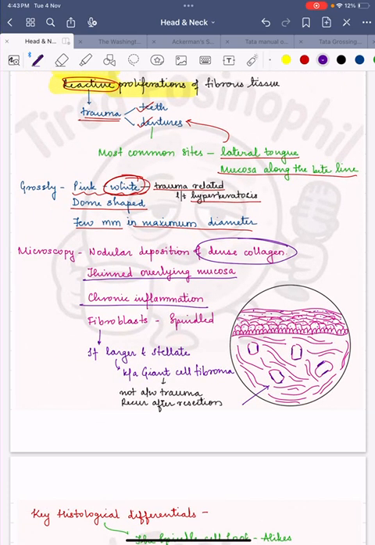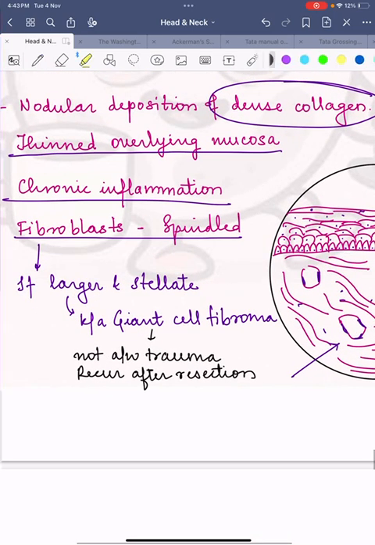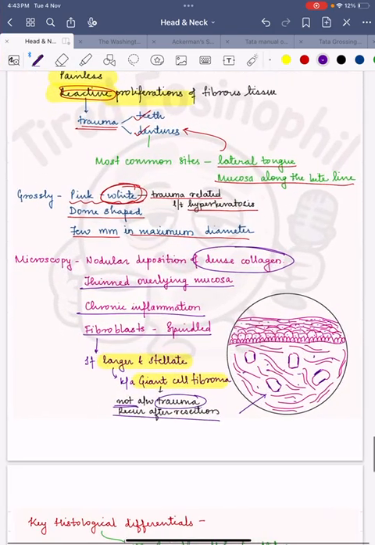There will be chronic inflammatory cells here and the fibroblasts are spindle shaped. However, if the fibroblasts are large and stellate, the lesion will be called a giant cell fibroma. This is not associated with trauma and it also recurs after resection.